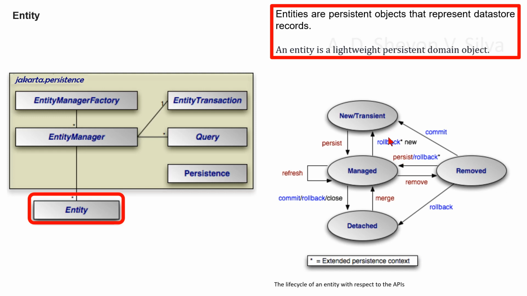Here you can see new transient. New transient interacts with managed. Persist is passed from new transient to managed, and rollback is passed from managed to new transient. Rollback is an extended persistence context.